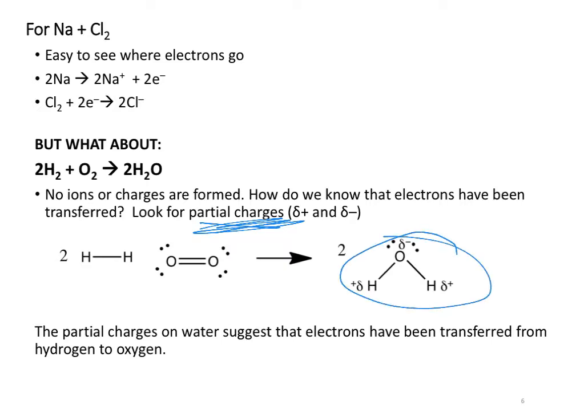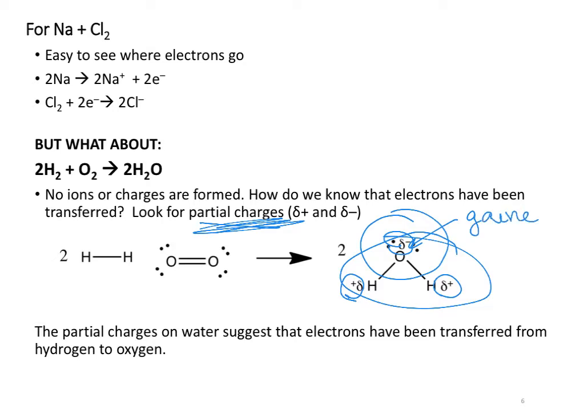So in any polar covalent compound, as I mentioned before, you can write in partial charges. Partial negative on the more electronegative atom, partial positive on the atoms attached to the electronegative atom. And the partial charges alone will give you an idea of how electron density has shifted. So the oxygen having a partial negative charge means that electron density is shifted towards that oxygen atom. So that is our clue that the oxygen atom, in fact, has gained electrons.